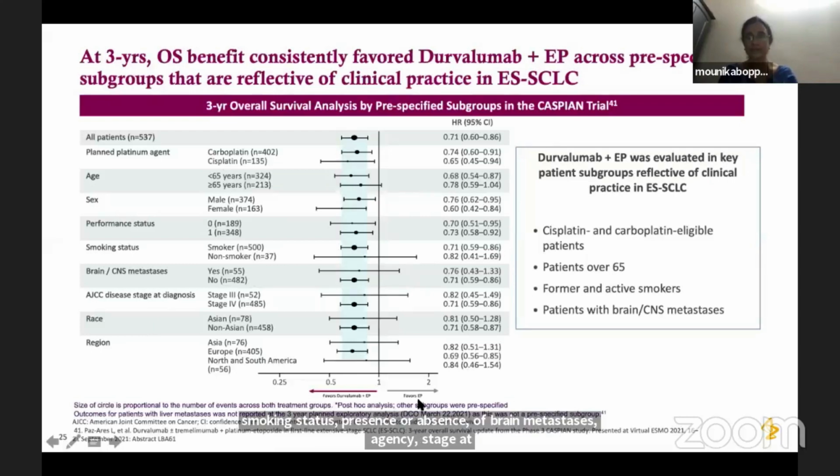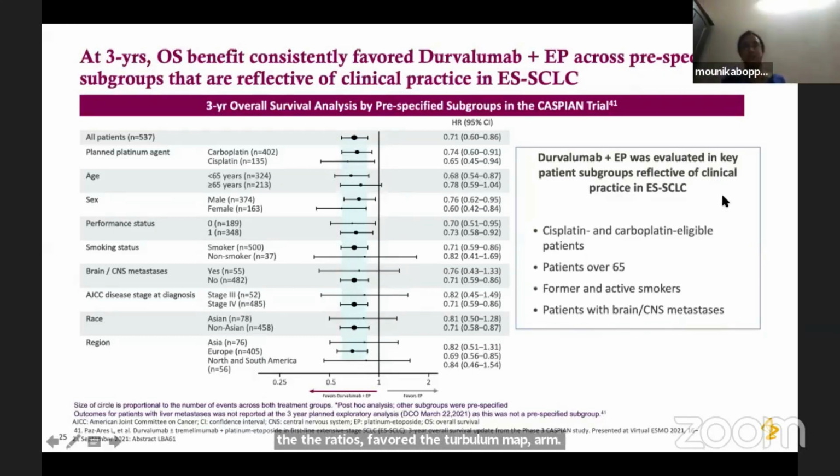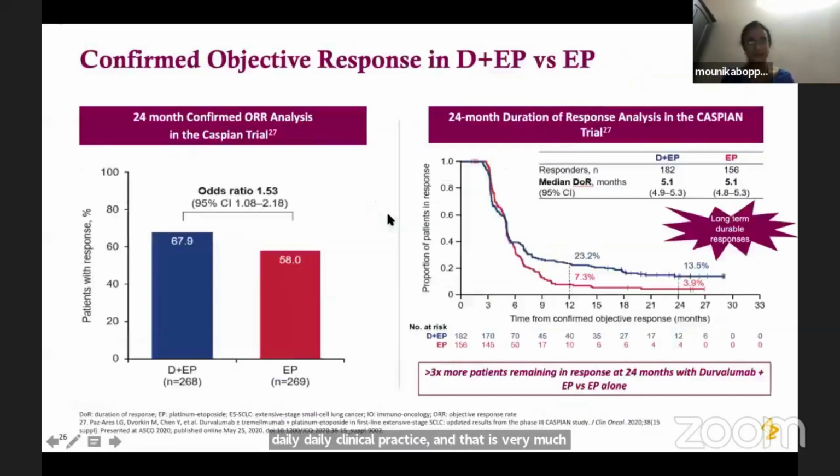So in all the patient subgroups, the ratios favored the durvalumab arm. Durvalumab and EP was evaluated in key patient subgroups reflective of clinical practice: cisplatin and carboplatin eligible patients, patients over 65 years, former and active smokers, and patients with brain and CNS metastasis. So we have a mixed basket of patients in our daily clinical practice, and that is very much reflective in the trial population in the CASPIAN study.